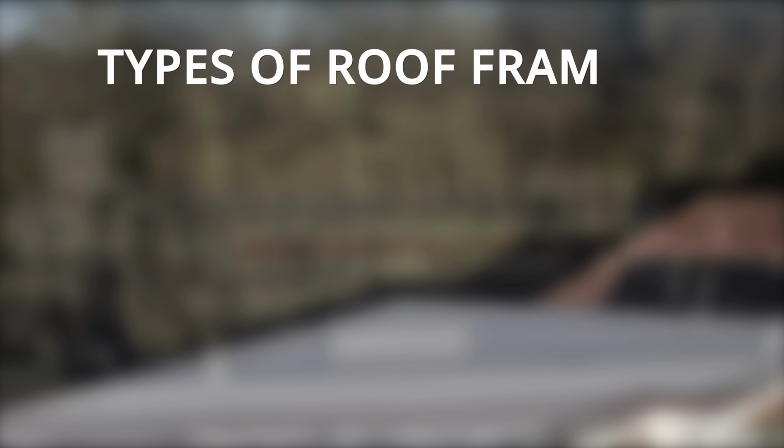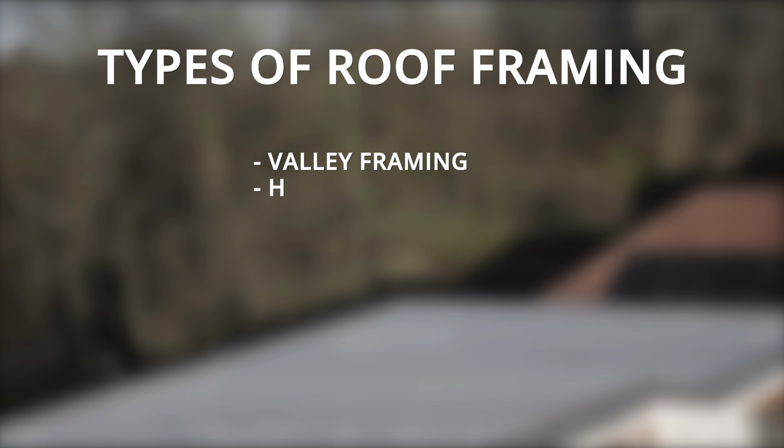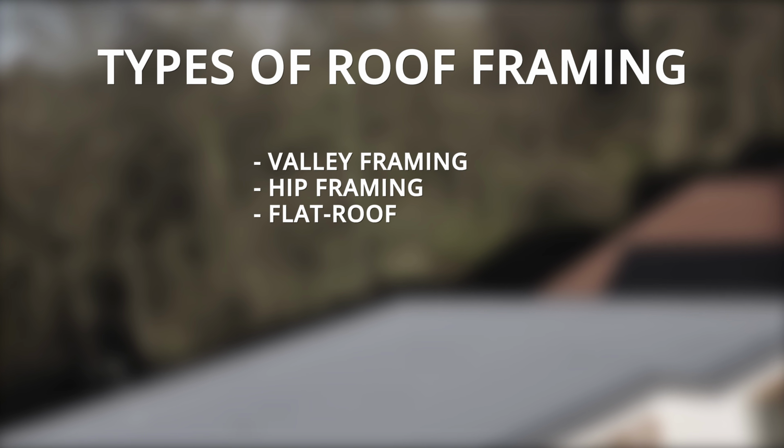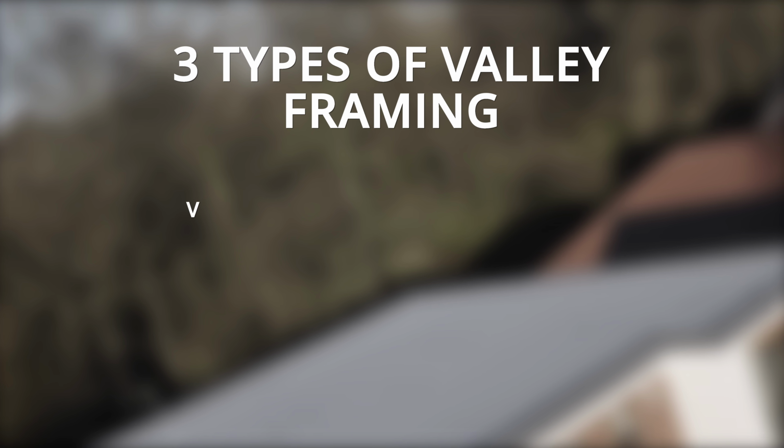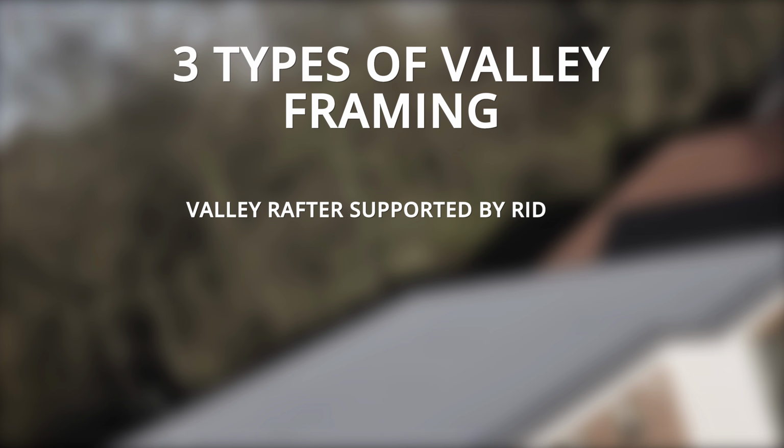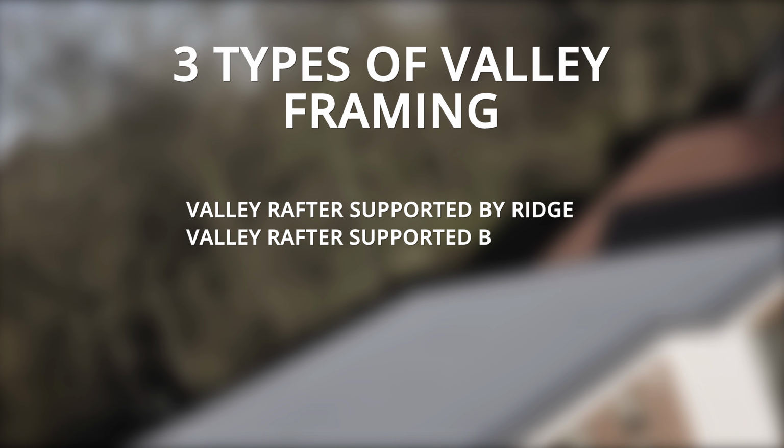Types of roof framing. Valley framing, hip framing, flat roof framing. Valley framing. The inside corner of 2 intersecting roof planes is called a valley. 3 types of valley framing: valley rafter supported by ridge, valley rafter supported by header, farmer's valley.